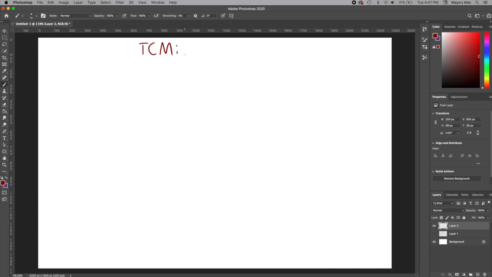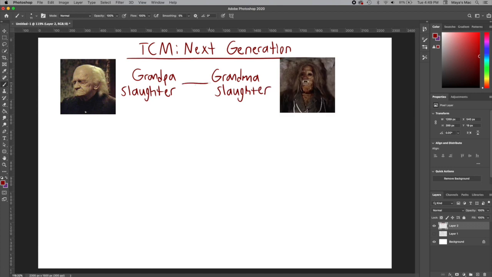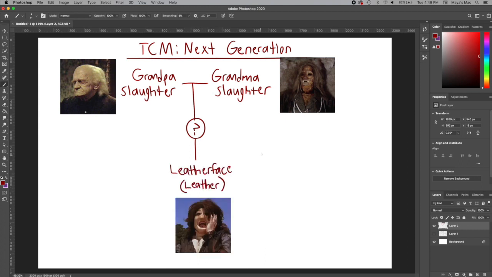Now on to Next Generation. So this movie, like I said, exists on its own, so it's got its own little family tree going on. In this movie, their last name is Slaughter instead of Sawyer, because, you know, parody. So we've got Grandpa Slaughter, Grandma Slaughter, unknown child, and then to Leatherface, who is referred to as Leather in this movie.